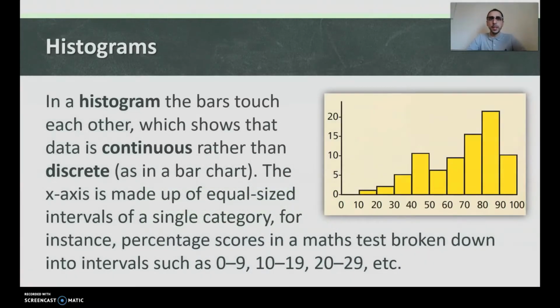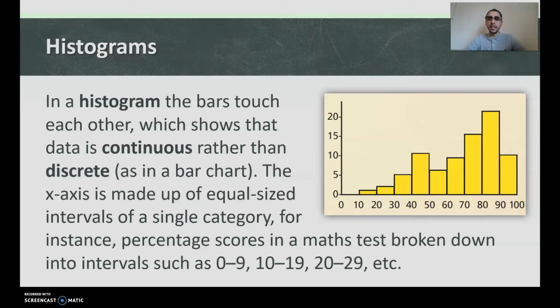Histograms. In a histogram, the bars touch each other, right? Love to touch each other in a histogram, which shows that data is continuous rather than discrete, as in a bar chart, okay? So discrete data means in categories. Sorry, continuous data is the opposite of discrete. The x-axis is made up of equal-sized intervals of a single category. For instance, percentage scores in a maths test broken down into intervals.